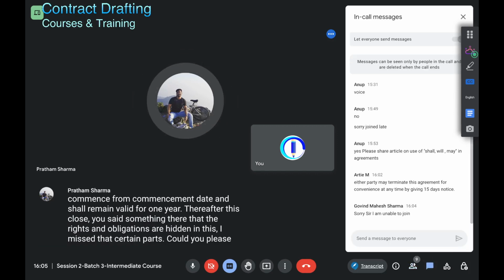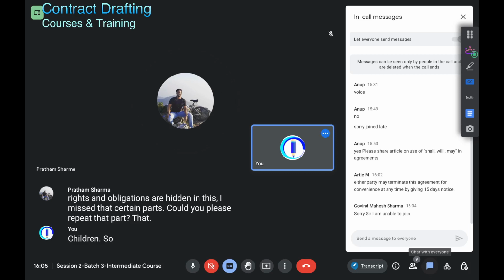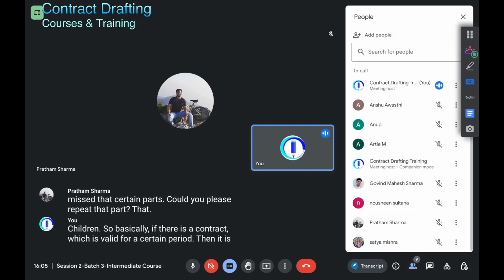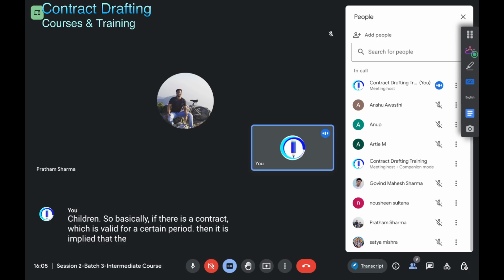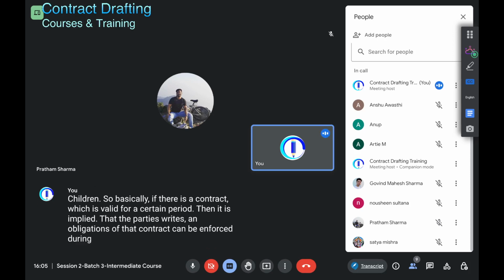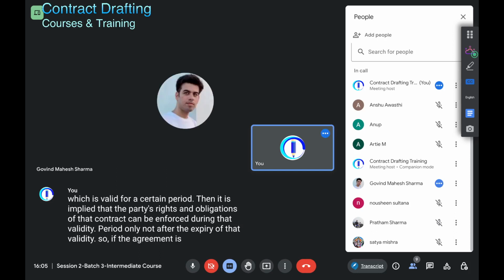Sure. Basically, if there is a contract which is valid for a certain period, then it is implied that the parties' rights and obligations under that contract can be enforced during that validity period only, not after the expiry of that validity. So, if the agreement is expired, the rights and obligations cease.